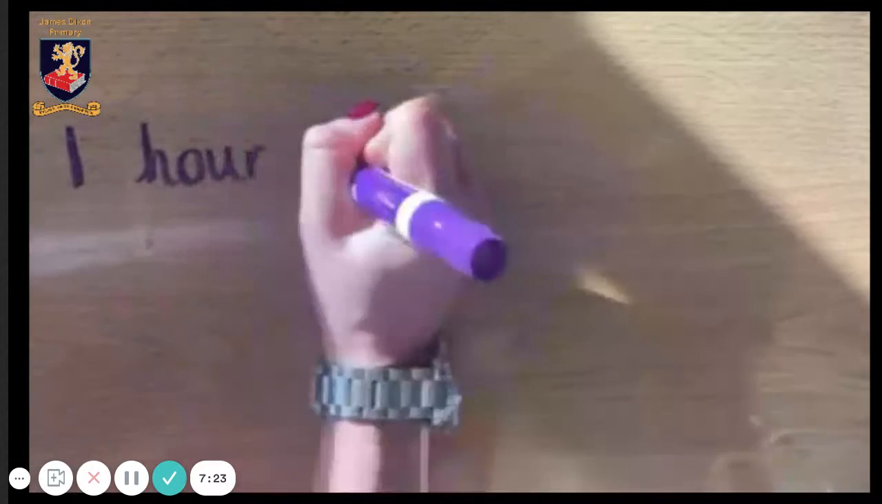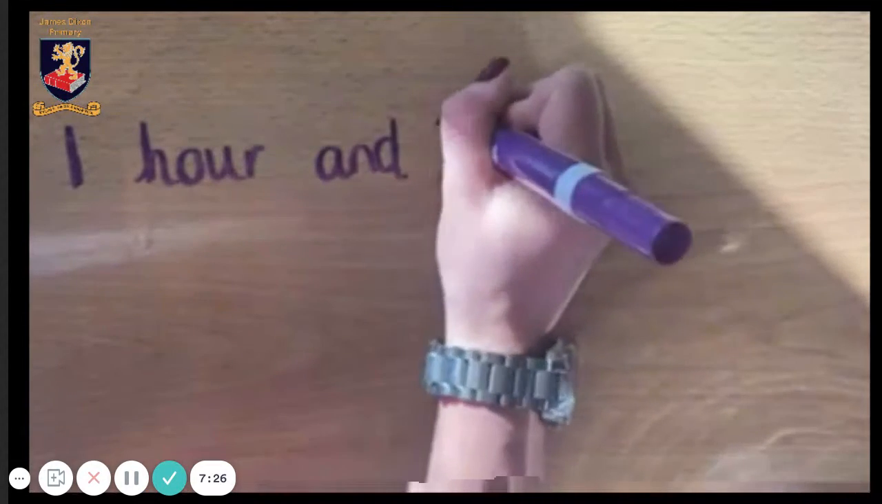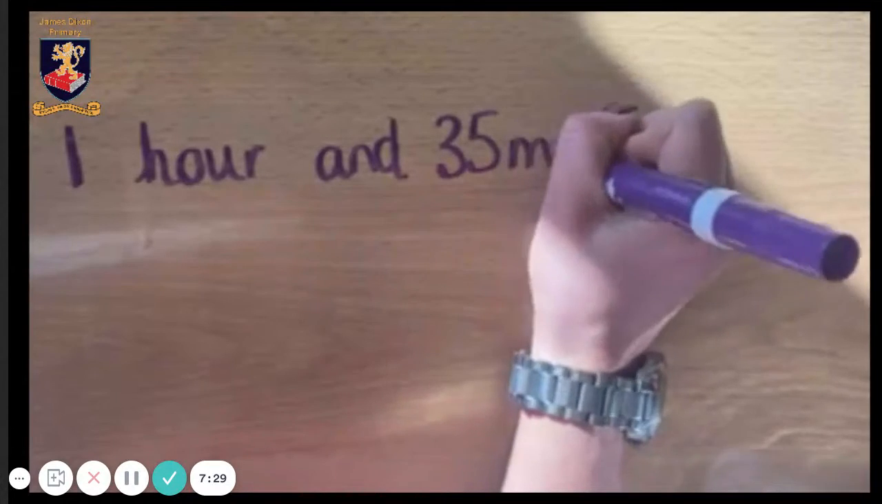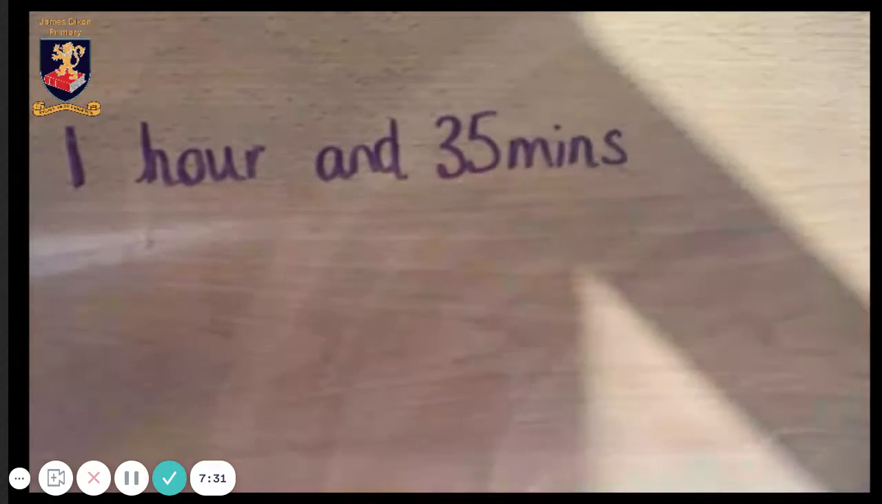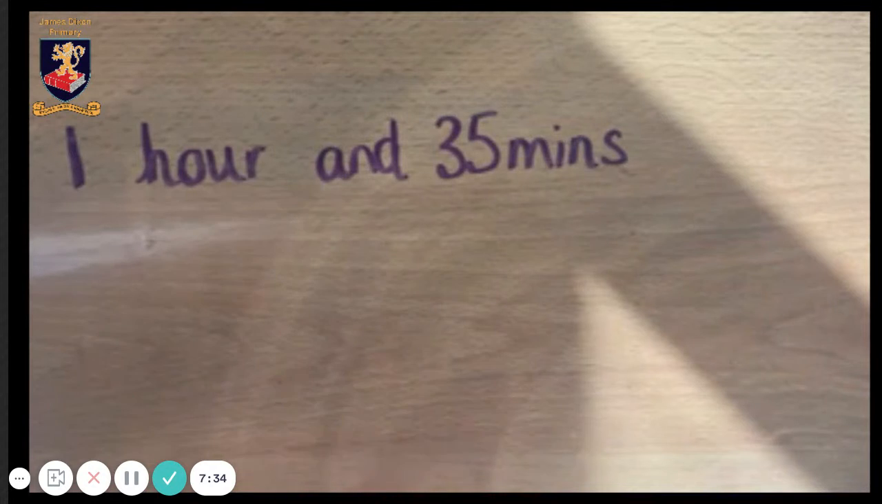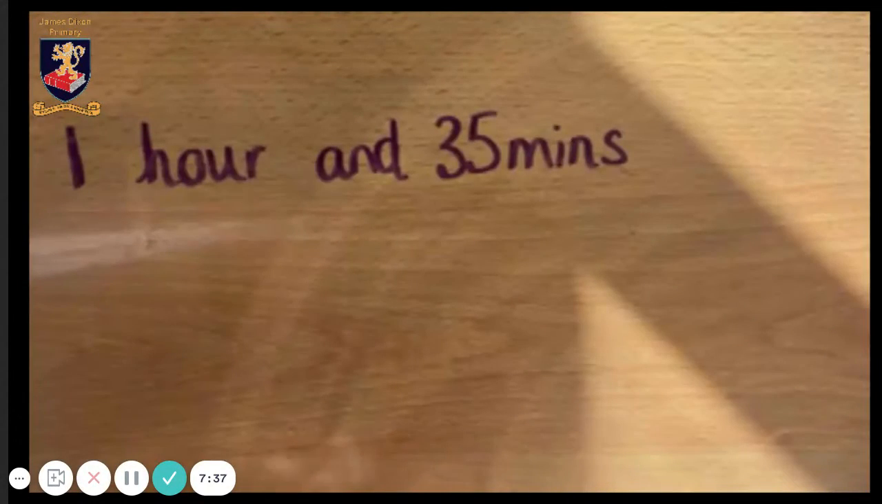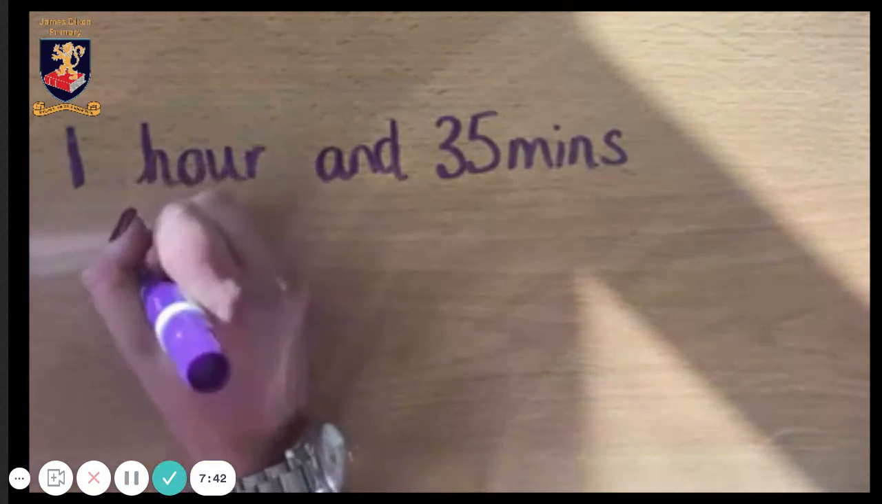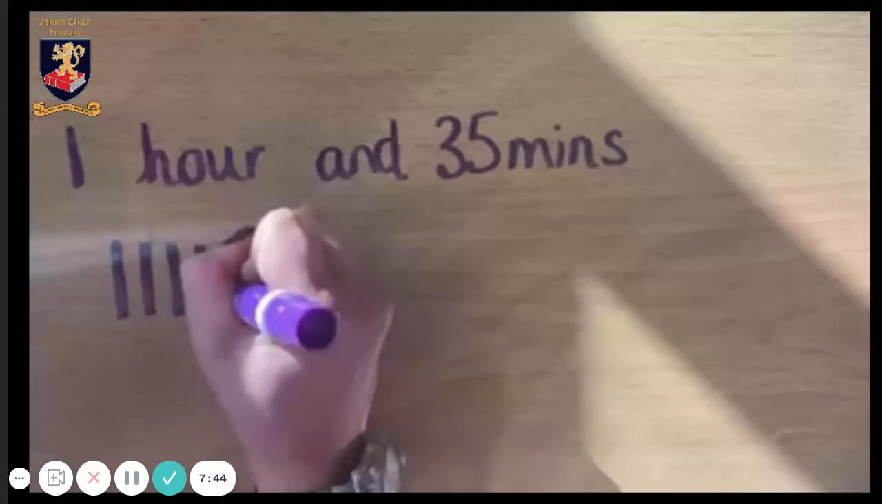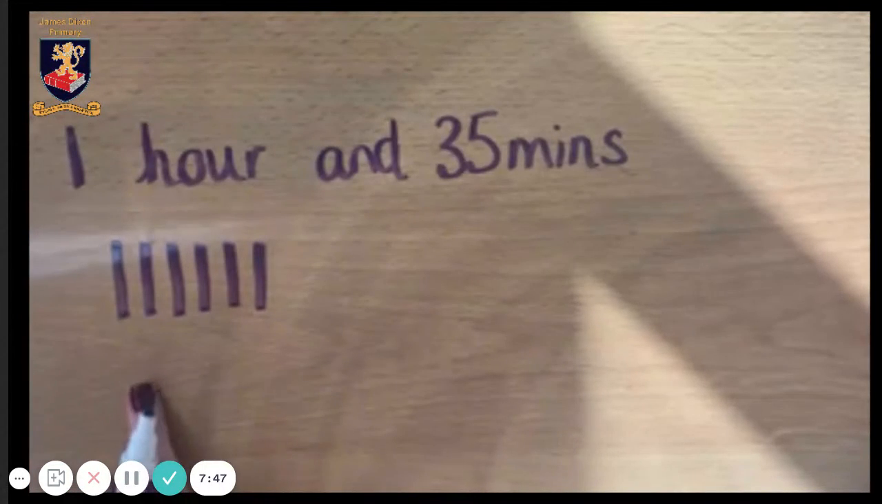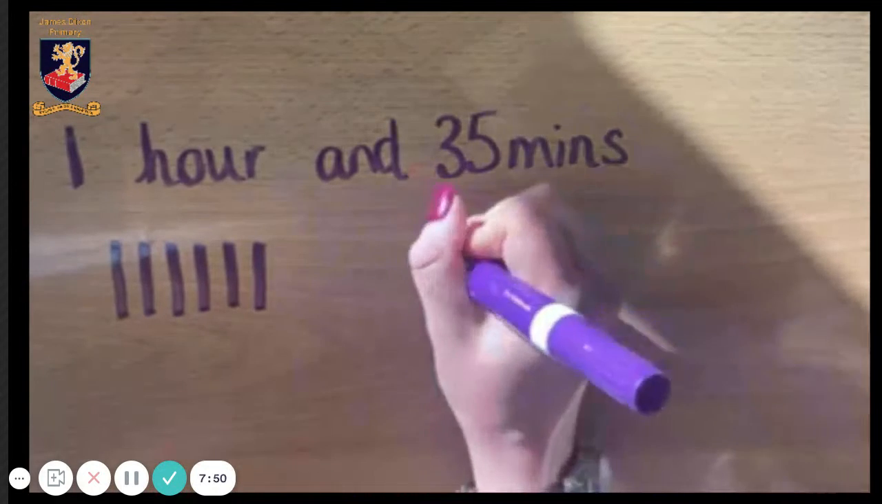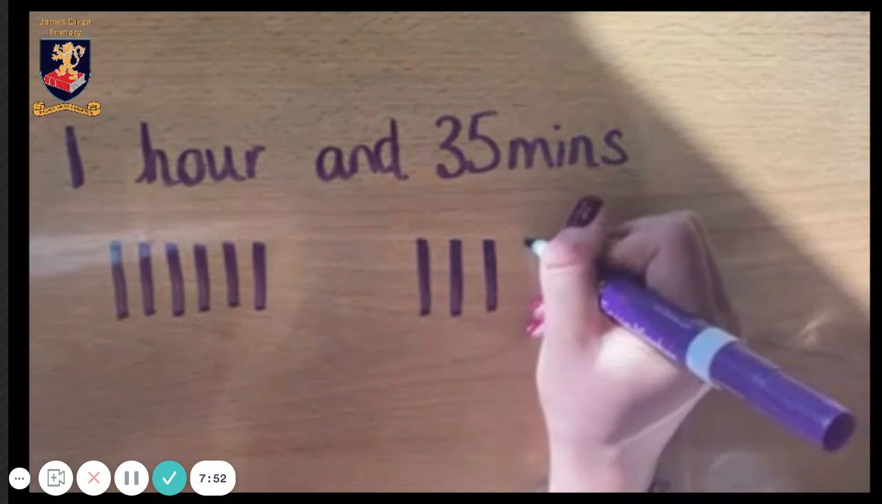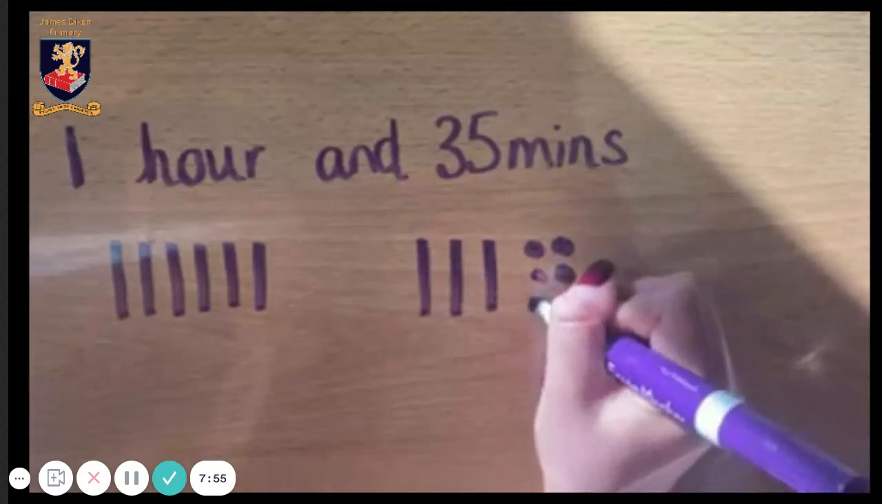Let's try another one. Let's try 1 hour and 35 minutes. Again, using my Deans, I'm going to draw 1 hour and 35 minutes. We know there are 60 minutes in 1 hour, so I can draw 10, 20, 30, 40, 50, 60, and 35 minutes. 10, 20, 30, and 5 ones.